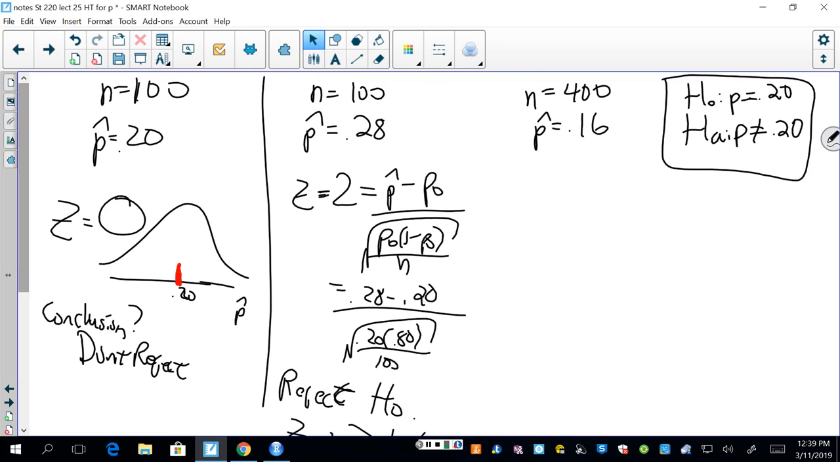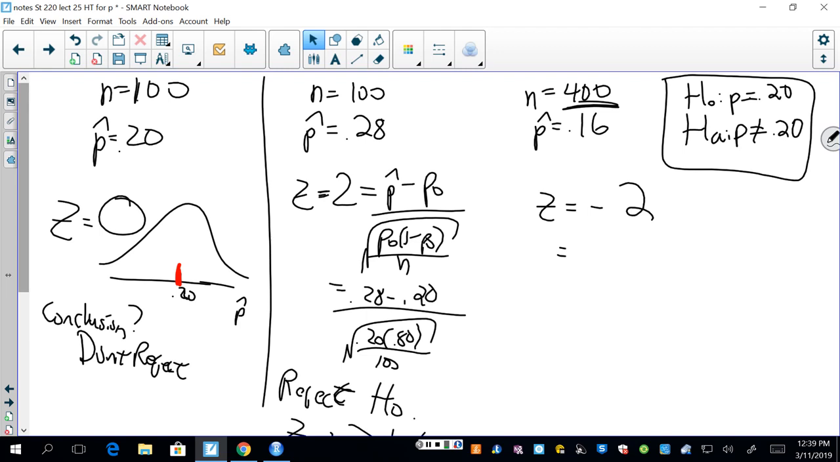How about the next one? What do you get for that? It's -2 also, right? So even though the difference was 0.16 before, because you have a bigger sample size, the sampling distribution is narrower, so a difference of 0.04 with a small sample size is not significant.